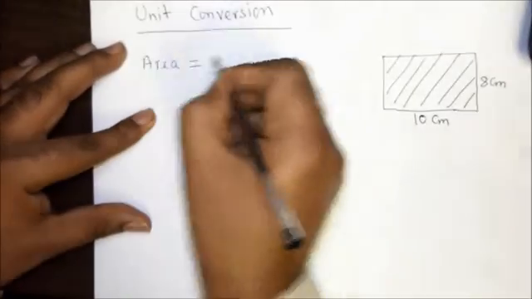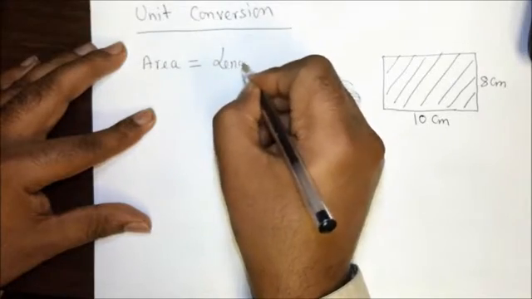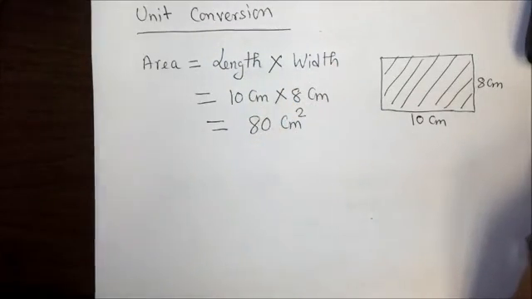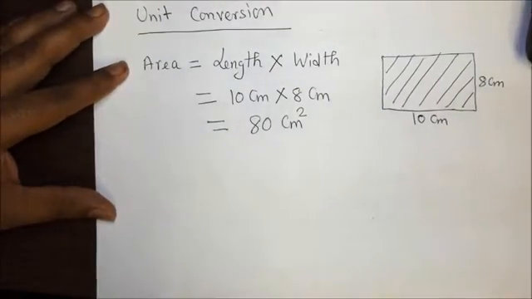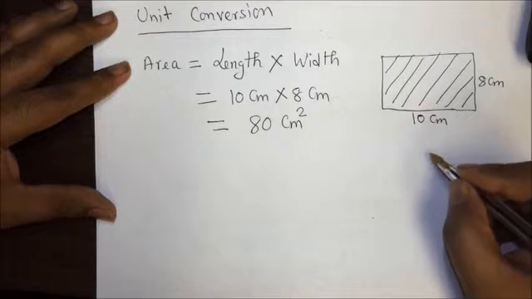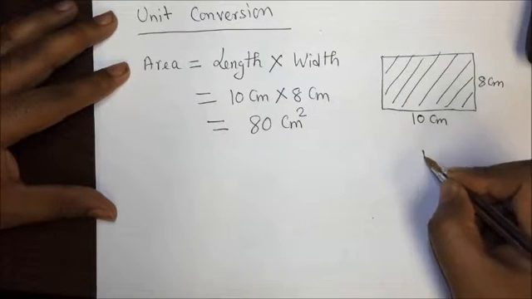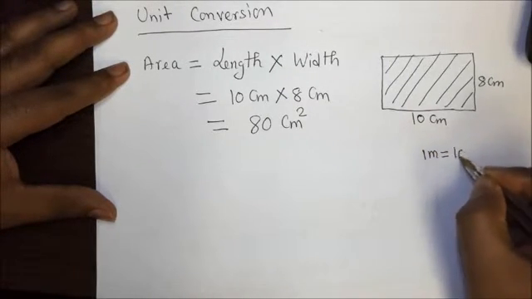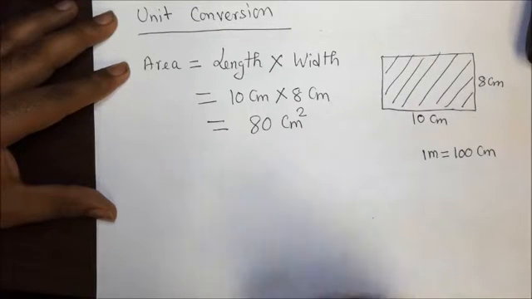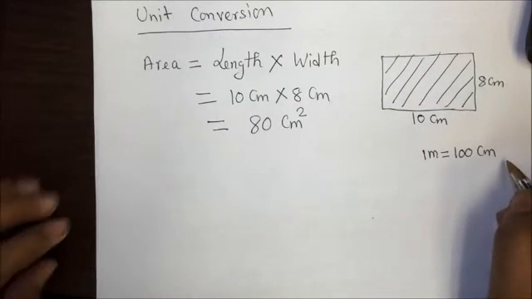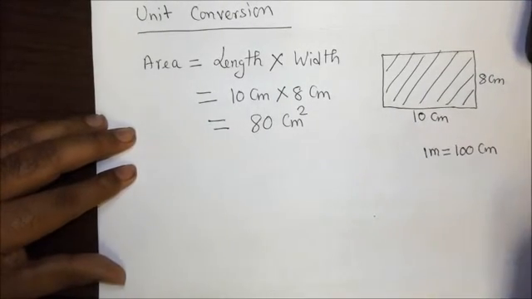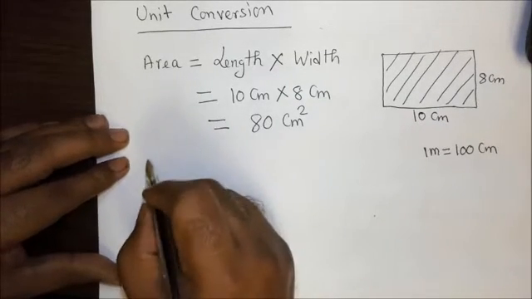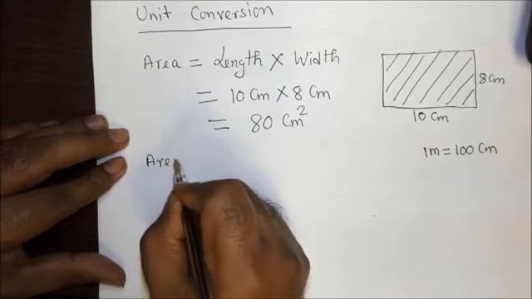Area is going to be length times width equals 80 centimeter square. How to change this to meter square? We should always remember that 1 meter is equal to 100 centimeter. 1 meter stands for 100 centimeter. So can we use this to convert this number? How to do this? I'm going to show you.